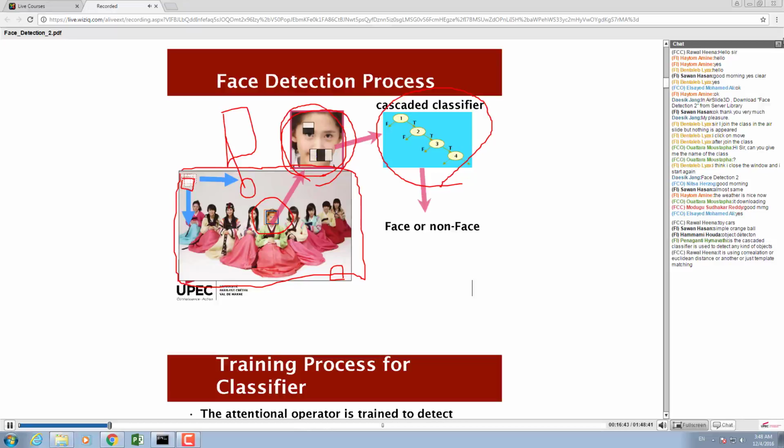But it is not working for any object. Some types of objects are good to be classified by this kind of cascaded classifier, but some kinds of objects are not good. So it depends on the common property of the object. First of all, the object should be a rigid body.